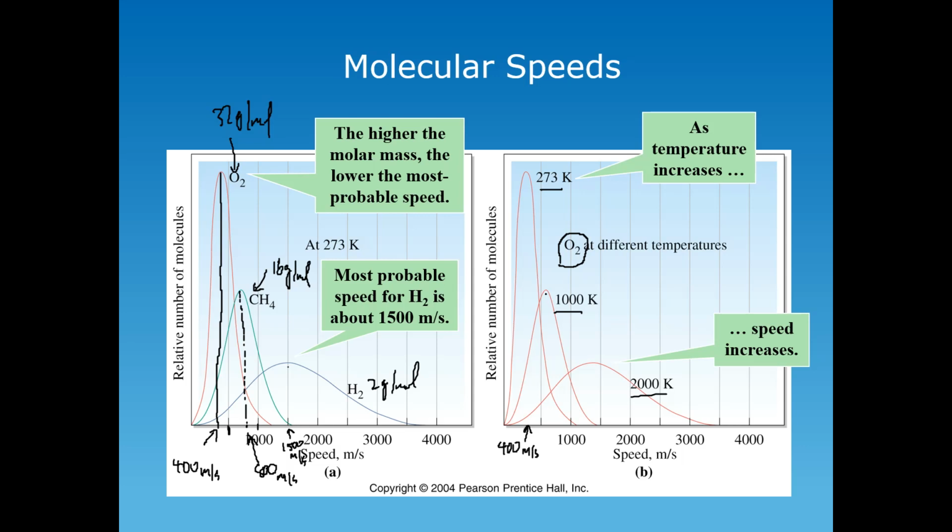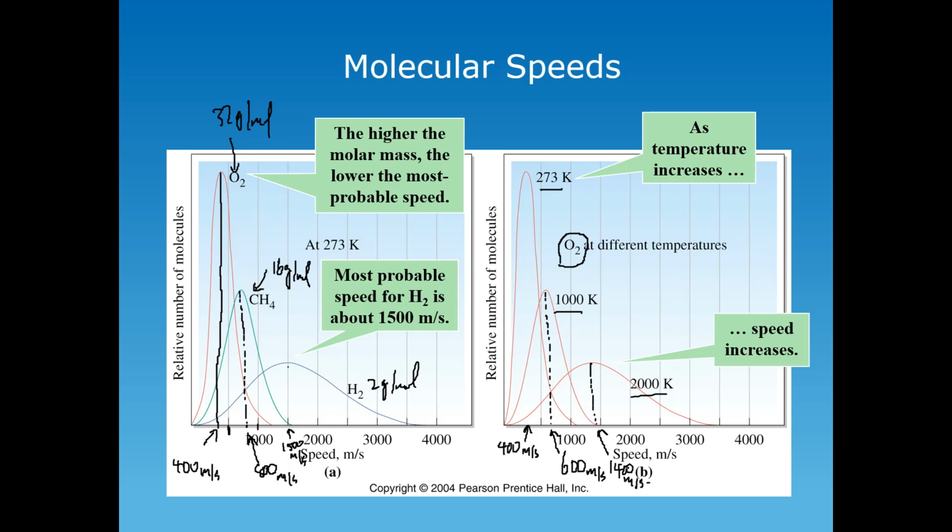In the case of the same gas at 1,000 Kelvin, if I were to drop the vertical line down here, this looks like about 700, 600, let's say 600. This is all estimation, of course. And then in the case of 2,000 Kelvin, if I were to drop the vertical down here, this looks like about 1,400 meters per second.